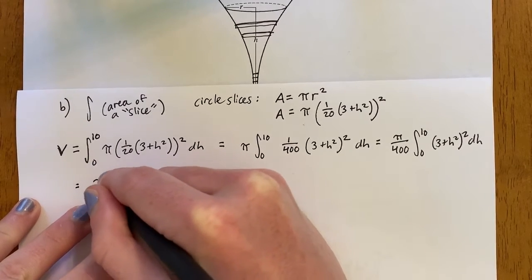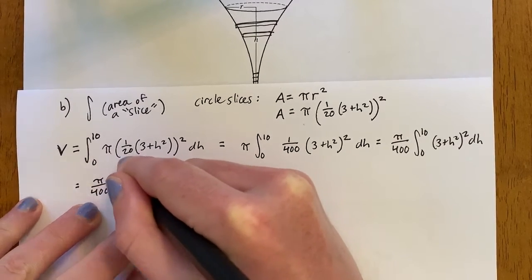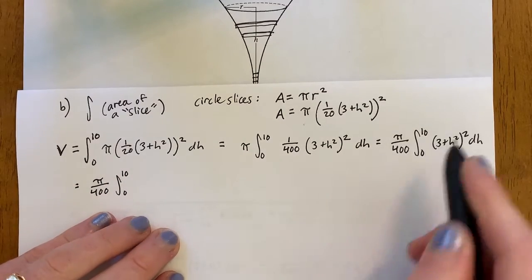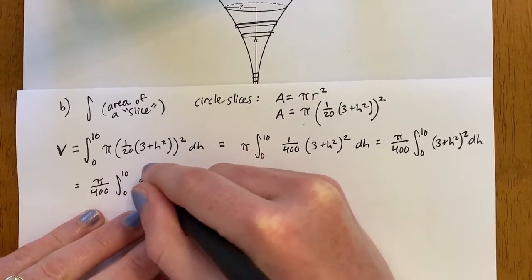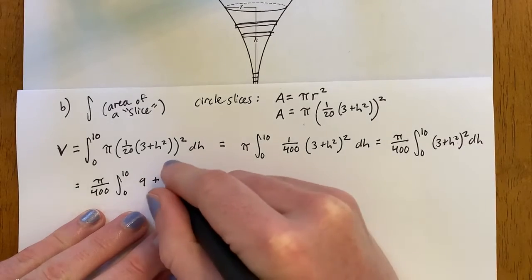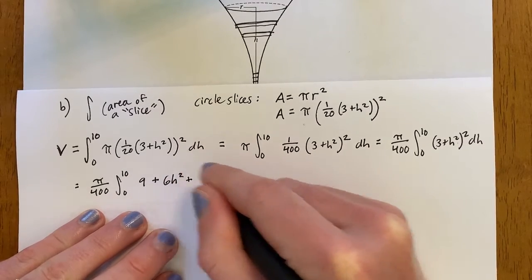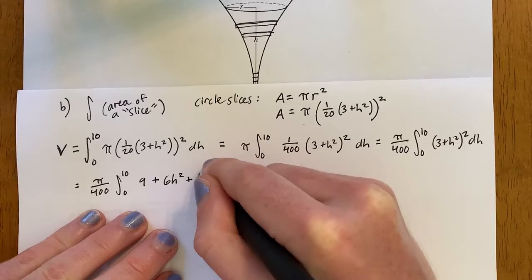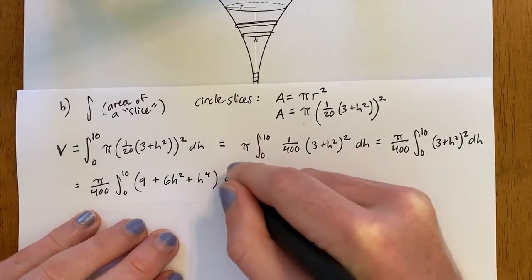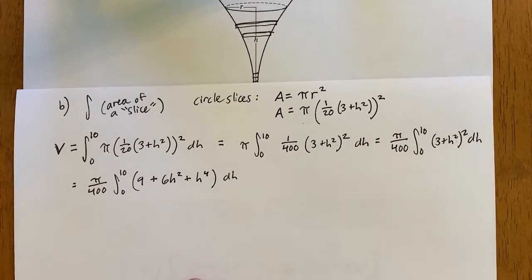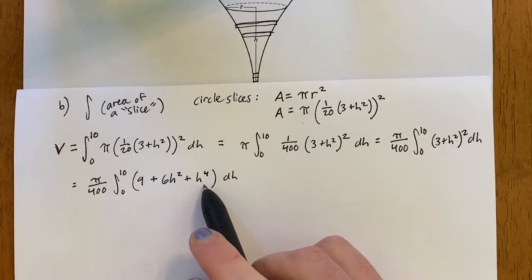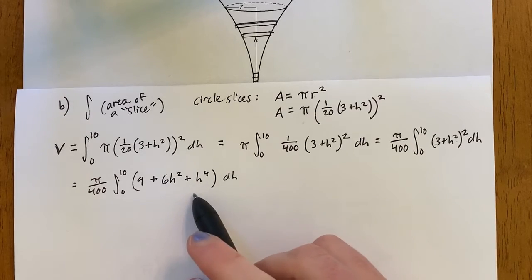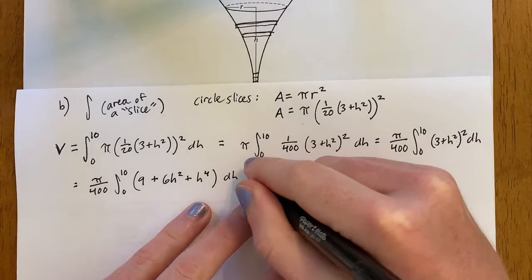So pi over 400 integral. I'm just going to FOIL that out. So 3 squared, that's 9. Then I would have a 6h squared and an h to the 4th, dh. Now, because this is just a polynomial, I can just do the antiderivative piece by piece.